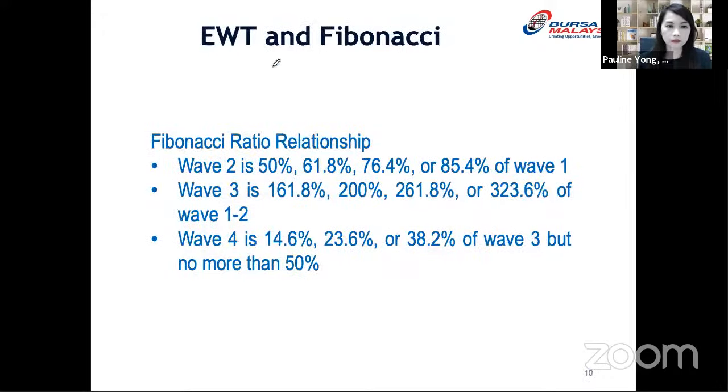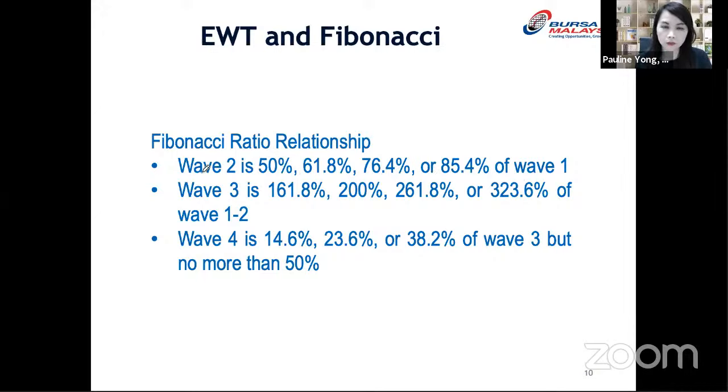Okay, so let's take a look at the Fibonacci. How do we combine Fibonacci and Elliott wave together? Here is the relationship between these two. For the Fibonacci ratio relationship between the Elliott wave and the Fibonacci, wave number 2 is 50%, 618, 764, or 854 of wave 1.